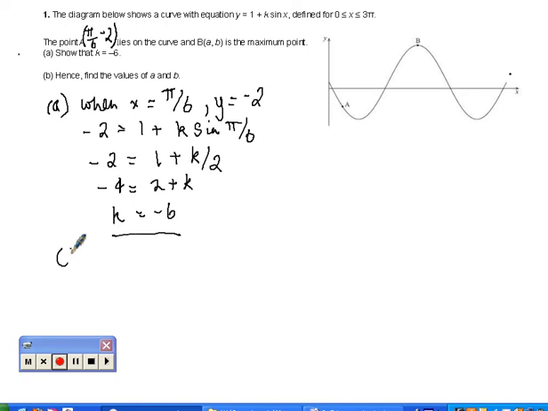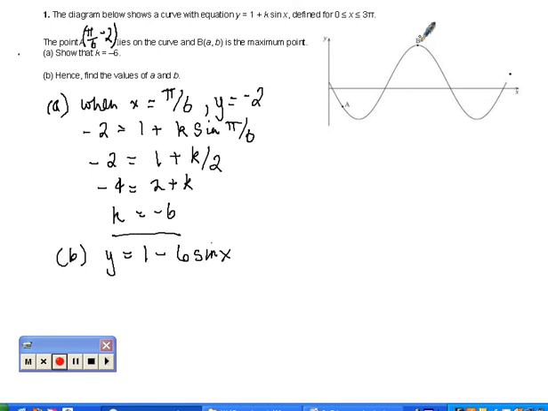For part B, I'm now going to rewrite the equation with our value for k in there. So the equation is that y is equal to 1 minus 6 sine x. And we're looking at the behaviour of that curve from 0 to 3 pi radians. The point B on our curve is the maximum point of that function.